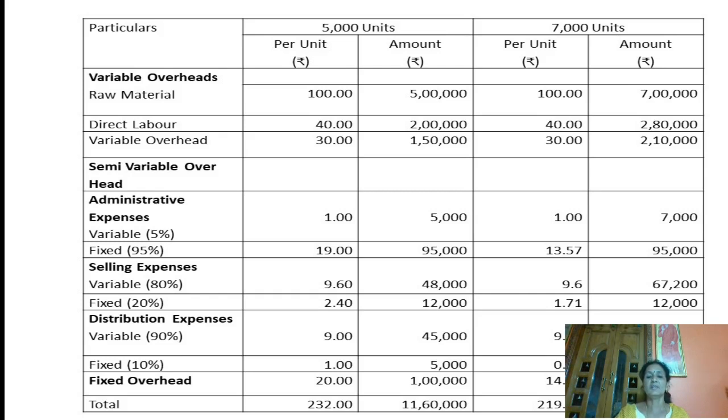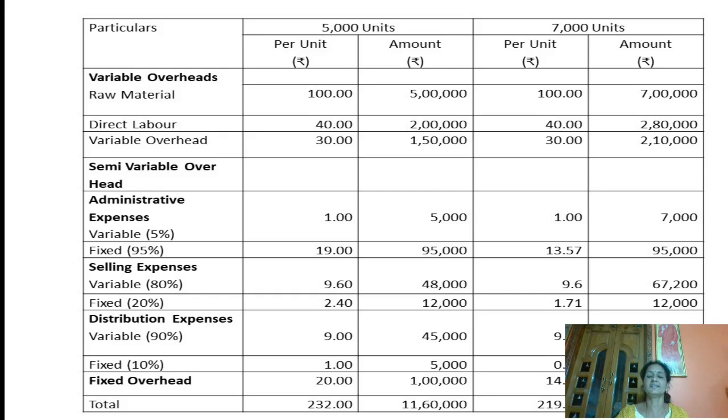Now, we'll see what is this variable overhead. In variable overhead, the unit cost they have given is 30 rupees. So, 5,000 into 30, the total cost for variable overhead under 5,000 units capacity will be 1,50,000. Again, I repeat, 5,000 into 30, you will get 1,50,000. So per unit is 30 and total cost at 5,000 units level of capacity will be 1,50,000.